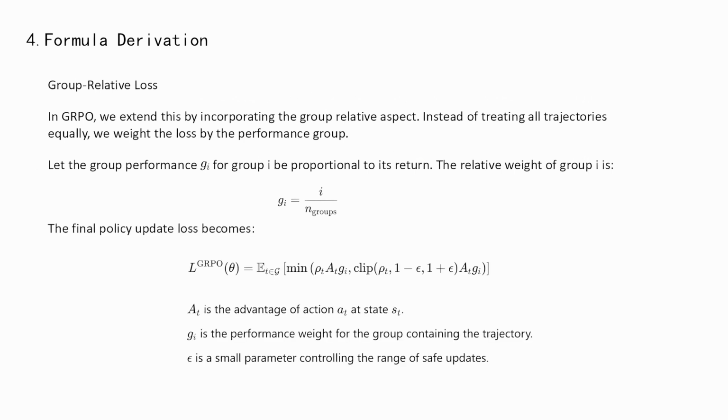Thus, the final policy update loss becomes as follows, where A_i is the advantage of action A at state S, G_i is the performance weight for the group containing the trajectory. Epsilon is a small parameter controlling the range of safe updates. This loss function is applied separately to each group of trajectories, ensuring that higher performing groups have a greater influence on the policy update.